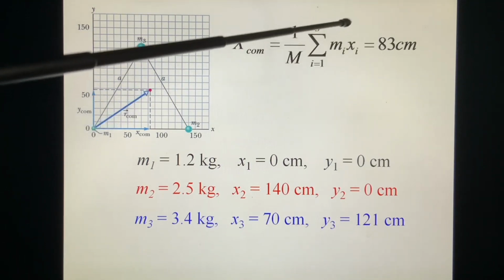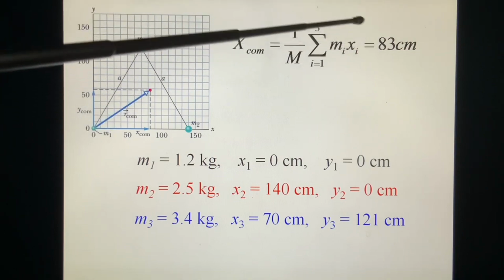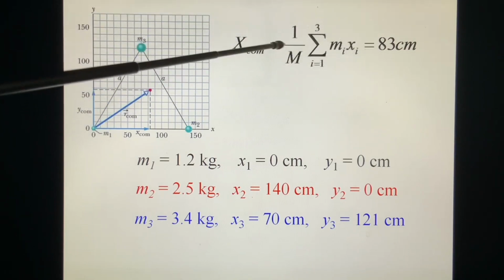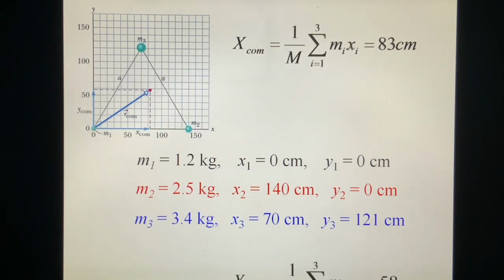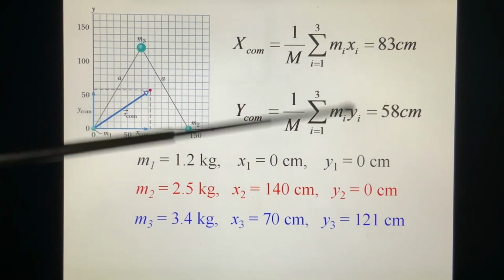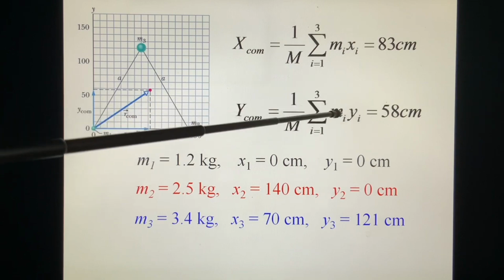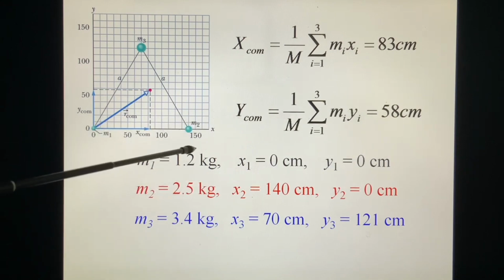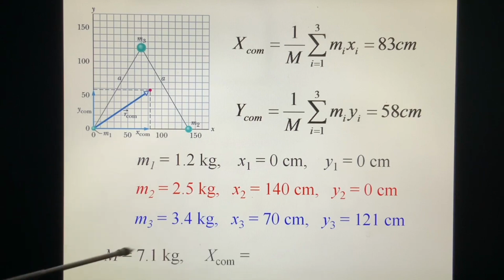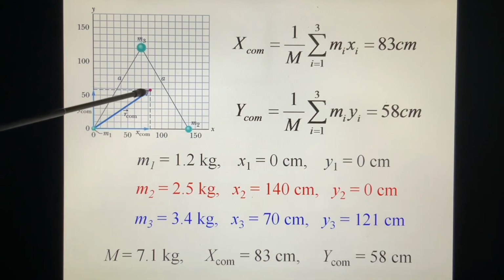X com equals the sum of M1 X1 plus M2 X2 plus M3 X3, divided by the total mass M1 plus M2 plus M3. Y com is equal to the sum of M1 Y1 plus M2 Y2 plus M3 Y3, divided by the total mass. Putting these together, we get the answer. Total mass is 7.1 kilograms. X com is 83 cm here. Y com is 58. So this is the center of mass of this triangle.